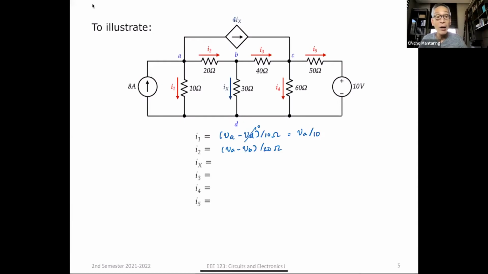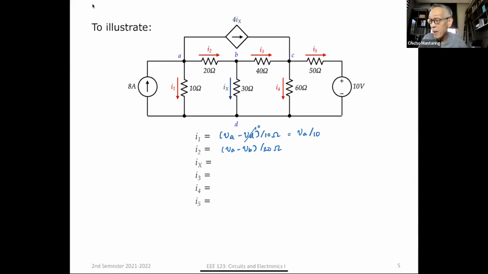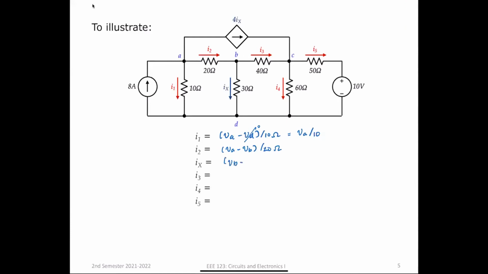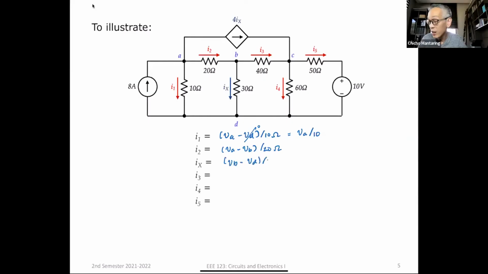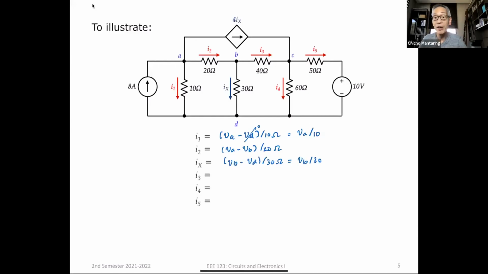What about IX? What is the value of IX? Express IX in terms of your node voltages. IX is VB minus VD over 30 ohms. But what does this simplify to? VB over 30. So you see, it's very simple.